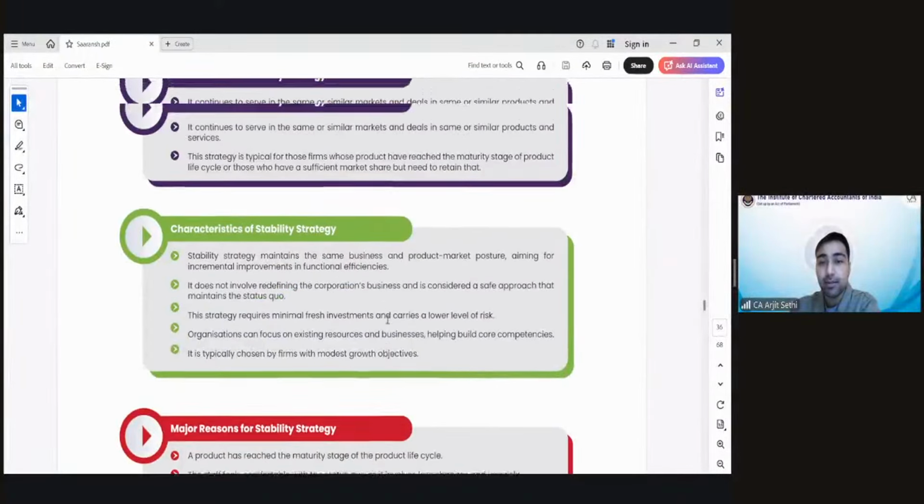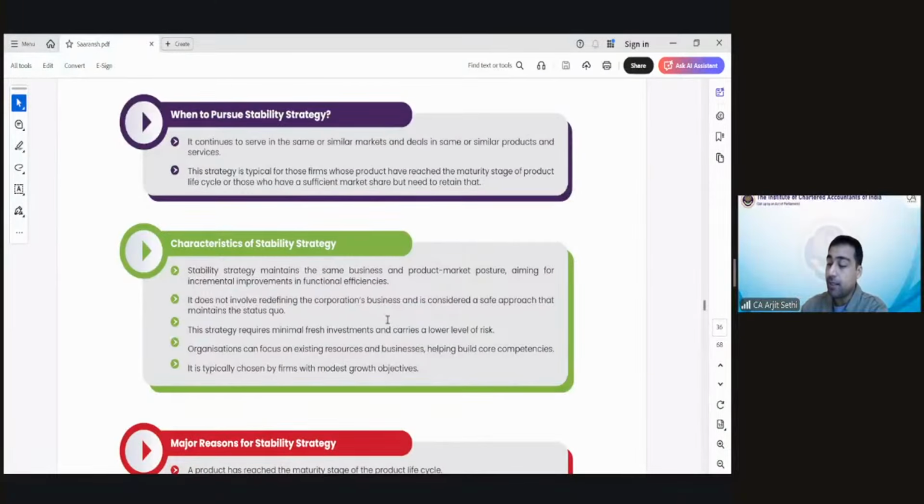Characteristics are simple. You focus on building your product better. When you're in stability strategy, you start working on building a better product, understanding your product deeper, getting into the nooks and corners of the features of the product, getting more feedback, building on it, adding more features.